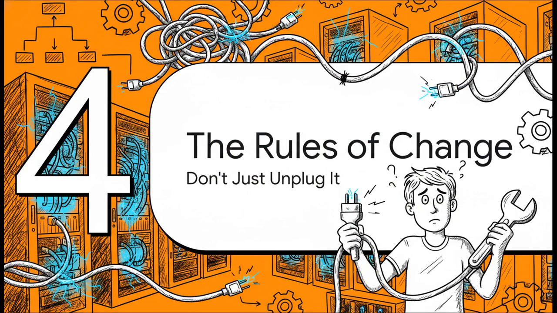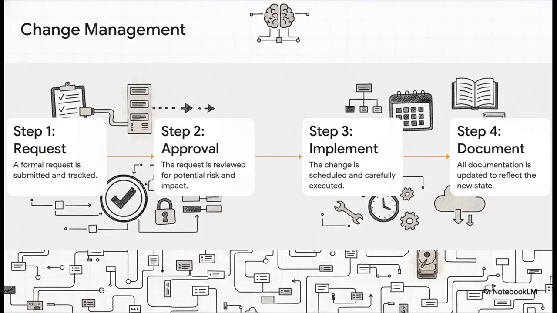So, if everything is so perfectly planned and documented, what happens when you need to change something? I mean, you can't just go in there and unplug a cable and hope for the best. No way. You have to follow a really strict formal process called change management.